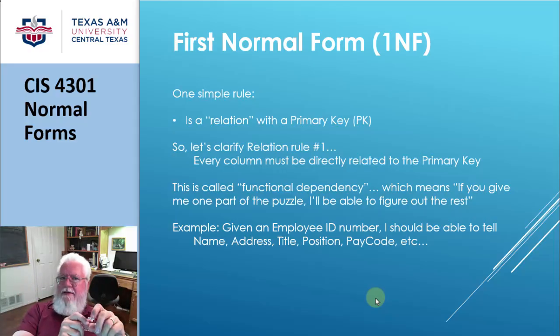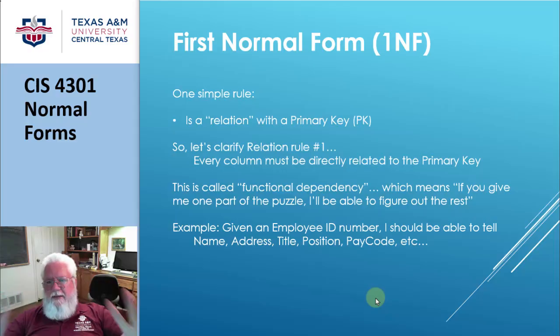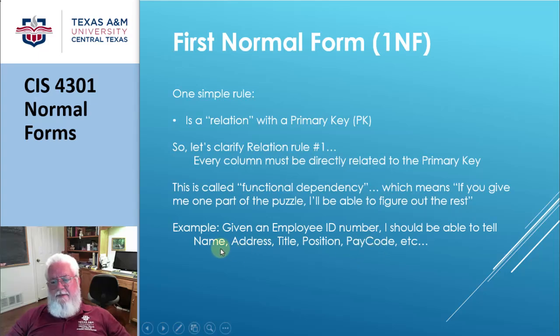But given a student ID, I should not be able to tell the room number for the class he's currently attending. Not directly, because students don't have room numbers. Students have first names and last names, but they don't have room numbers. Make sense? Okay, that's the most complicated part. The concept of functional dependency is not tough. It's just that everything has to be related. That's the fundamental thing on a first normal form violation. So, given an employee ID, I should be able to tell the name, address, title, position, all sorts of things about the employee. Let's do an example.